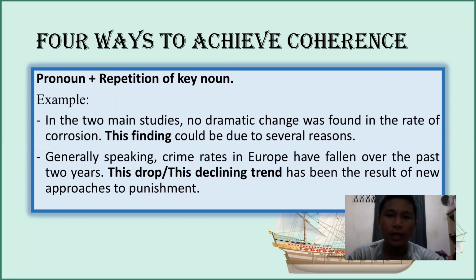Pronoun plus repetition of key noun. Sometimes greater cohesion can be achieved by using a pronoun followed by an appropriate key noun or synonym. For example, in the two main studies, no dramatic change was found in the rate of corrosion. This finding could be due to several reasons. Generally speaking, crime rates in Europe have fallen over the past two years. This drop, or this declining trend, has been the result of a new approach to punishment.